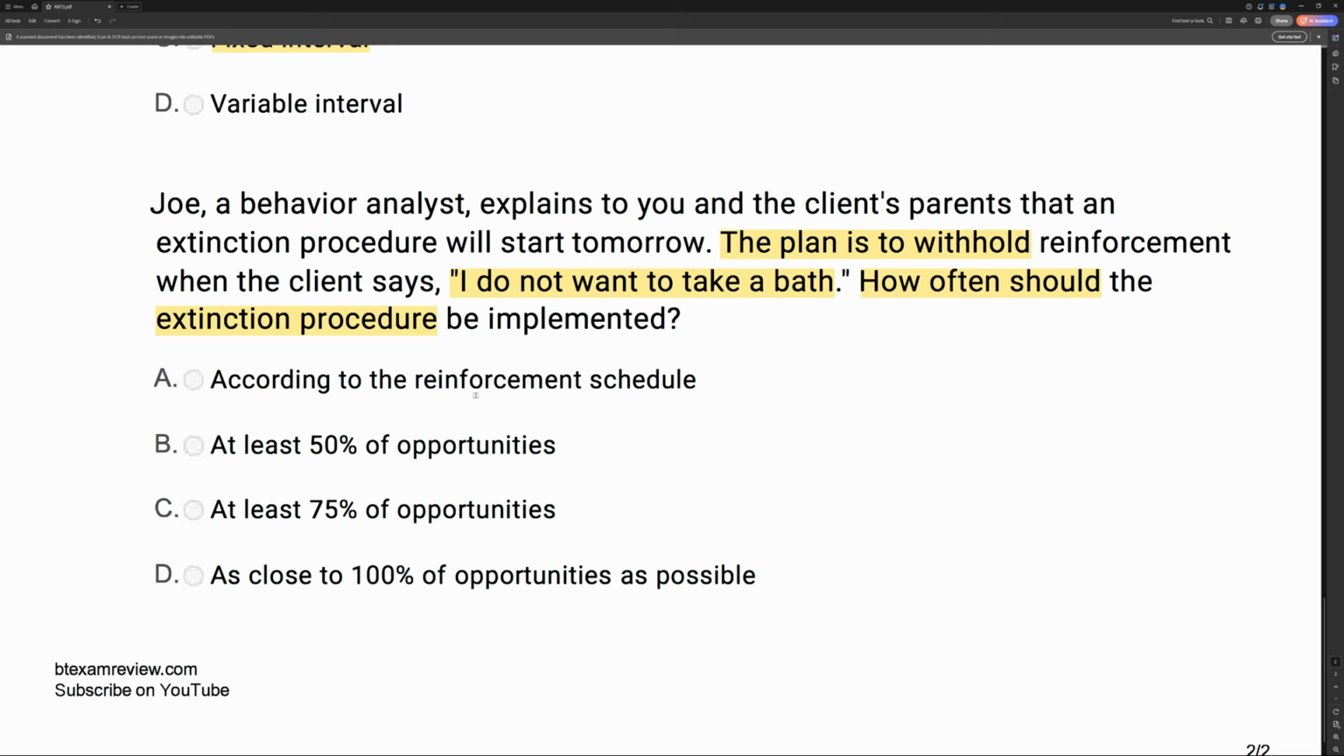So A, according to the reinforcement schedule, we don't implement extinction based on a reinforcement schedule. B, at least 50% of opportunities. That is way too low because that means maybe 50% of the other time extinction isn't taking place. And all we're doing is changing when that reinforcement is occurring. C, at least 75%. It's better, just still not good enough for extinction. And then D is close to 100% of opportunities as possible. Yes, extinction needs to be done 100% of the time or as close to as possible.